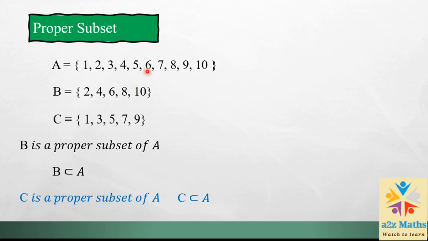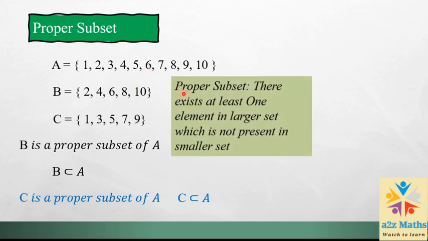It means that for a proper subset, there exists at least one element in the larger set, A in this case, which is not present in the smaller set. So minimum there should be one. It can have more than one. Same is the example with C. If you look, all the elements of C are coming from A, and A has some elements other than set C as well. So C is also a proper subset of A. We use this symbol for the proper subset.